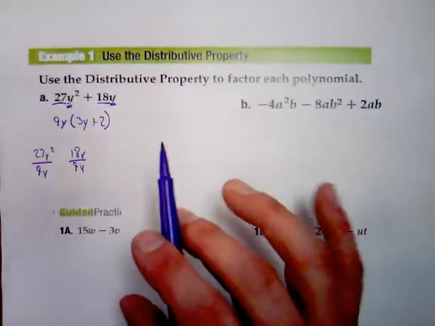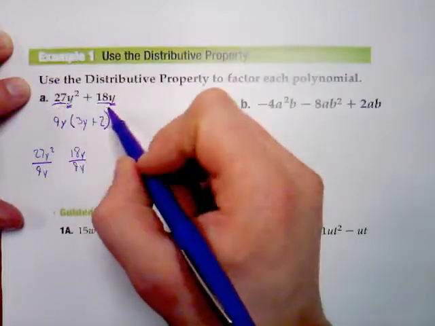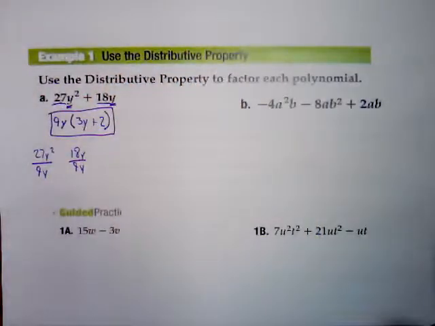And I know that it is correct because if I were to distribute this back out, I would end up right back where I started. So that's how you can check your answer to make sure it is correct. So now let's try B.